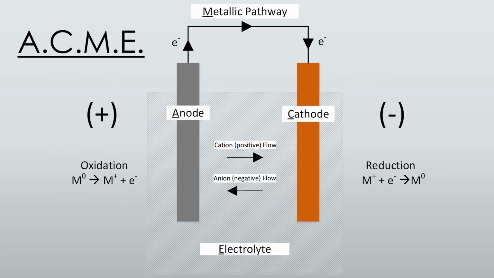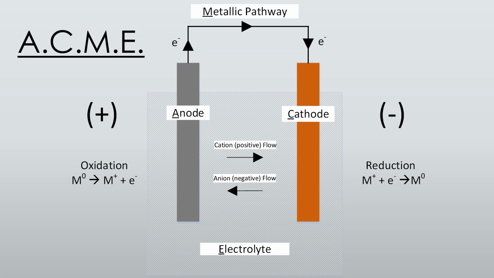So here we have a larger picture of our electrochemical cell diagram showing all the components, as well as the acronym ACME, which is a great way to remember all of these components: anode, cathode, metallic pathway, and electrolyte. On the left, we have a general oxidation equation that shows a pure metal going into an ion state metal. And then on the right, we have a general reduction reaction equation showing that there's the reduction of the metal and combining with an electron. Up top, from the top of the anode to the cathode, is the direction of our flow of electrons.